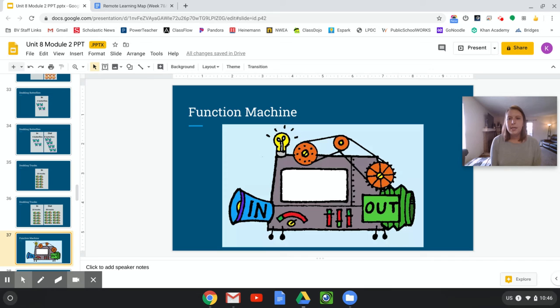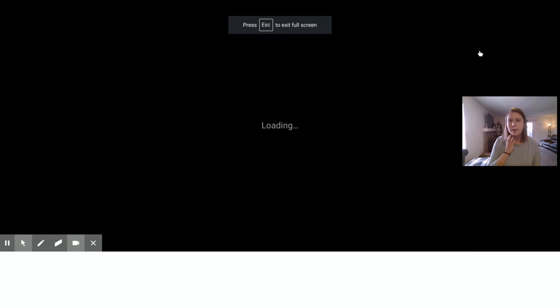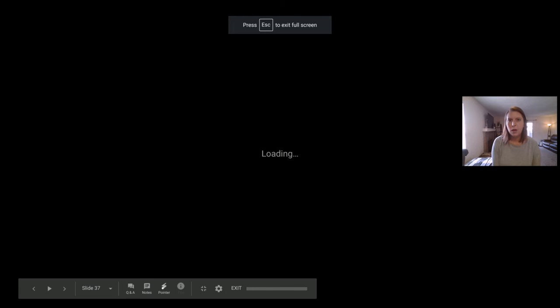Okay. Now, last time we talked about the picnic basket. The picnic basket was kind of like magical and it doubled everything. This time, we're going to look at this kind of crazy looking machine and we're going to call it a function machine. And this function machine does lots of different things. We have to figure out what is happening in there. So a number is going to go in here and a different number is going to come out. And we're going to think, what is happening to this number? And we're going to find the pattern.